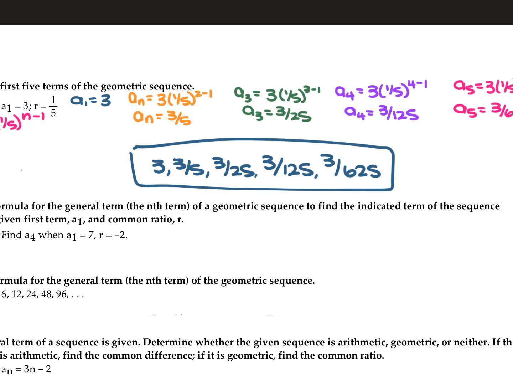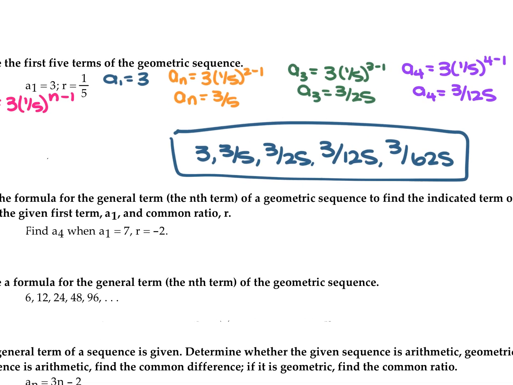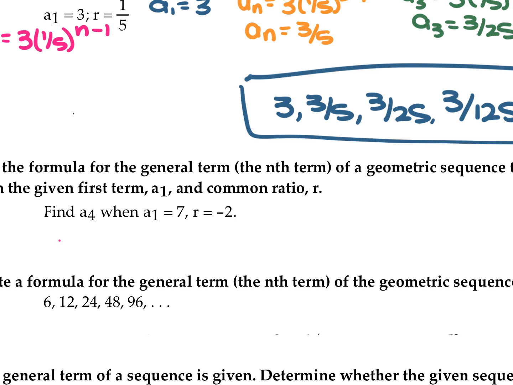For number 5, it asks us to use the formula for the general term, or the nth term, of a geometric sequence to find the indicated term of the sequence with the first term given and the common ratio. So it tells us that a sub 1 is 7 and r is equal to negative 2. So that means your a sub n, or your formula, is going to be 7 times negative 2 to the power of n minus 1. You plug in that 4 for n, and that'll give you your fourth term.